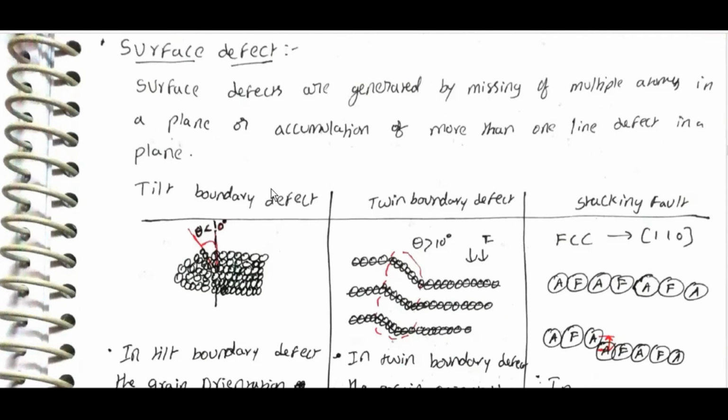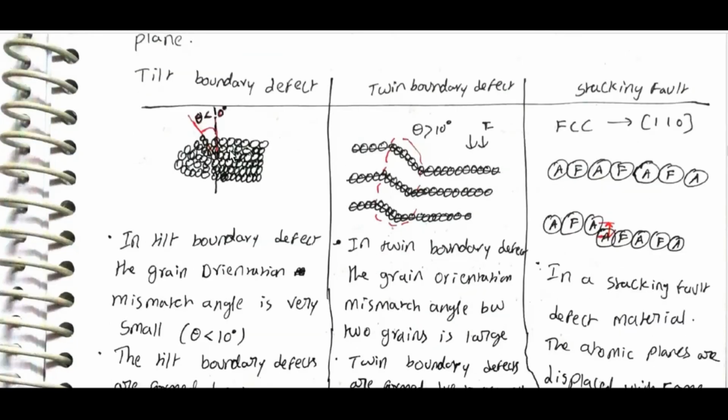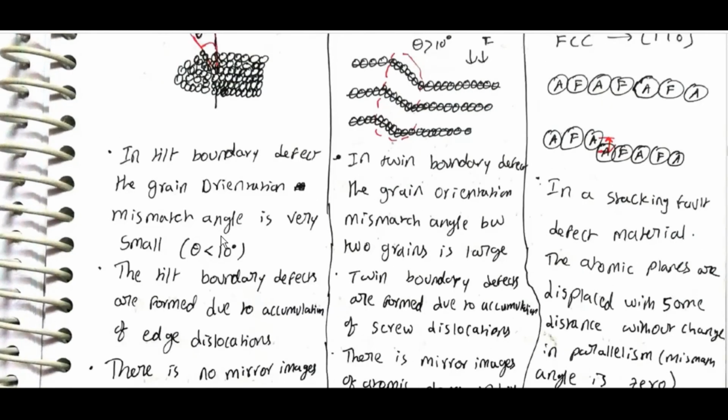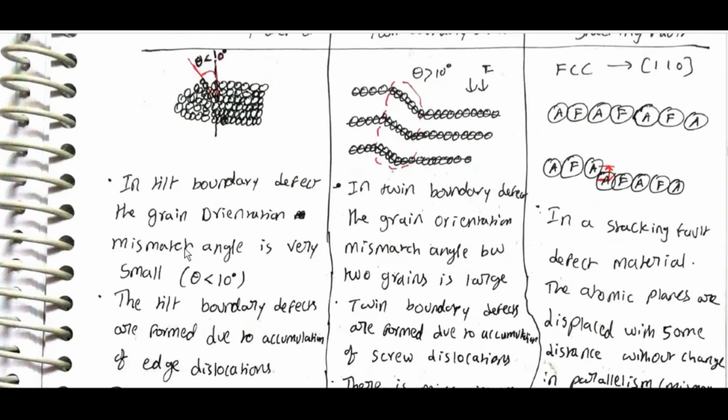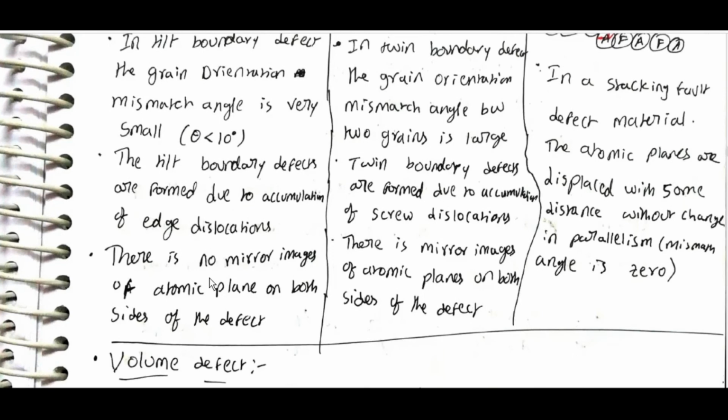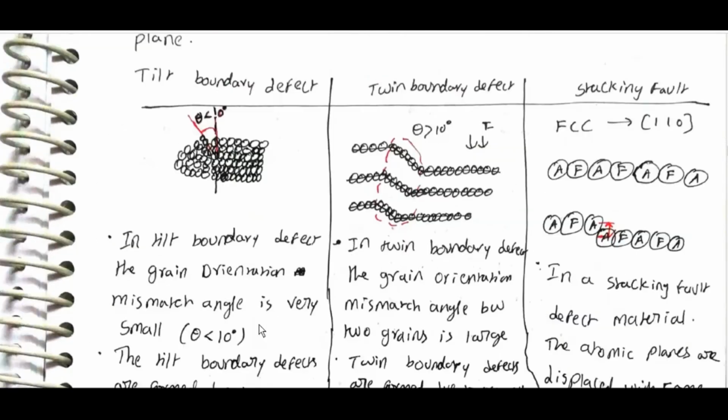Surface defect. Surface defects are generated by missing of multiple atoms in a plane or accumulation of more than one line defect in a plane. Tilt boundary defect, theta less than 10 degrees. In a tilt boundary defect, the grain orientation mismatch angle is small, theta less than 10 degrees. Tilt boundary defects are formed due to accumulation of edge dislocations. There is no mirror image of atomic plane on both sides of the defect.